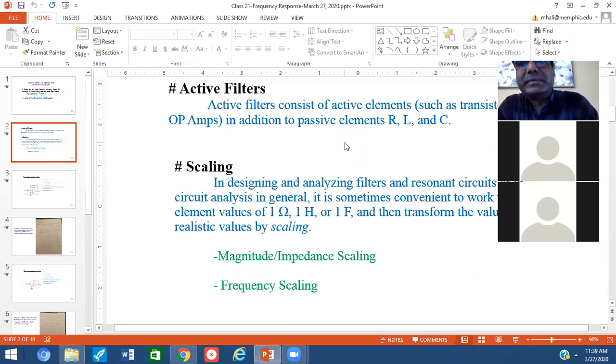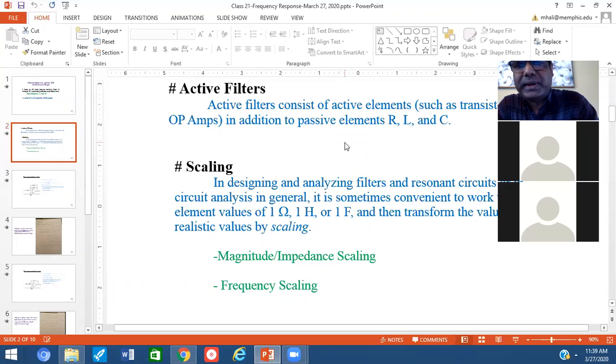Passive filters consist of R, L, and C, only the combination of those three. But in the case of active filters, you will see that there are active elements, especially the operational amplifier, in addition to R and C. You will not see L. So the basic difference between active filters and passive filters is that in the case of active filters, there will not be any application of inductance, that is L, because in real practice, inductance is bulky and expensive.